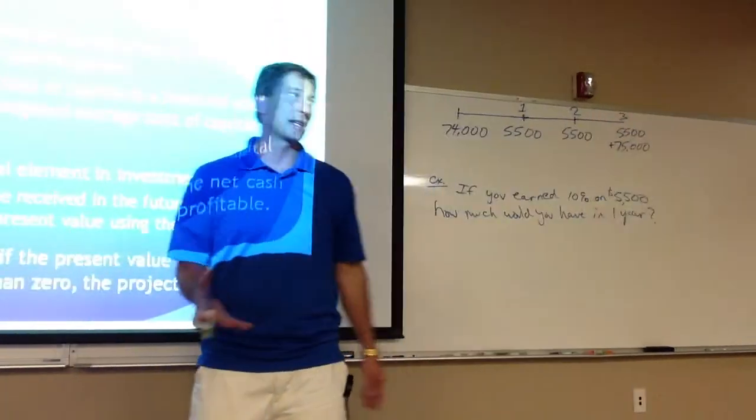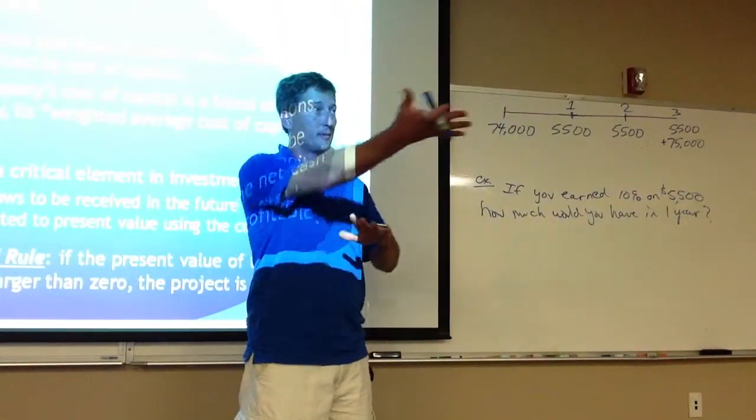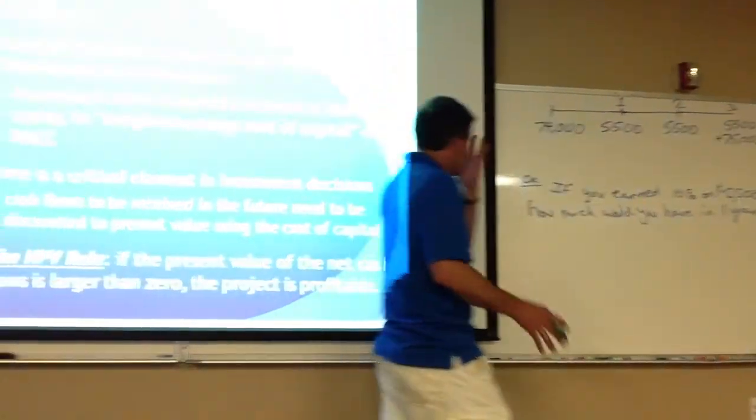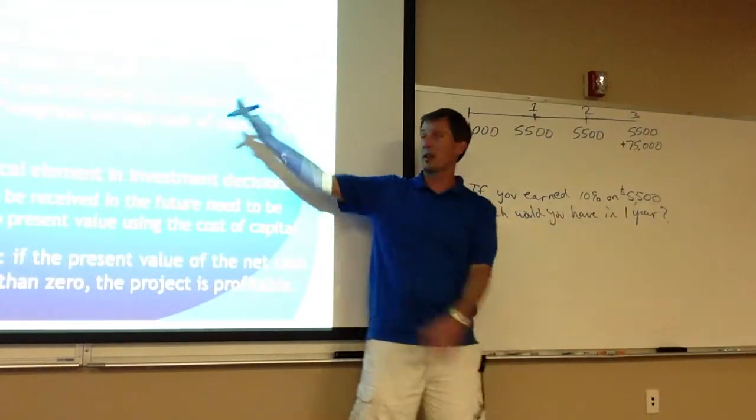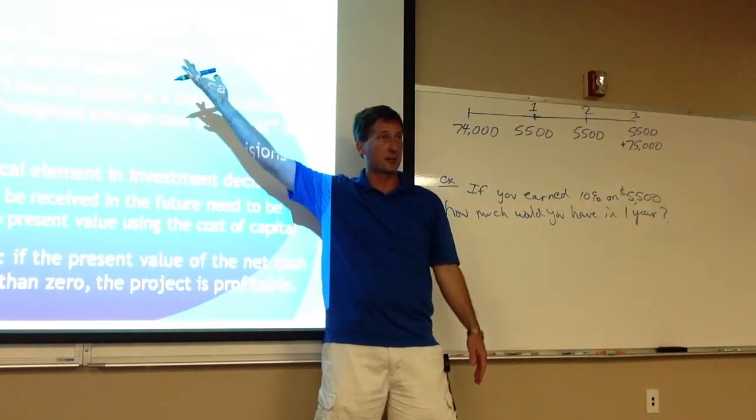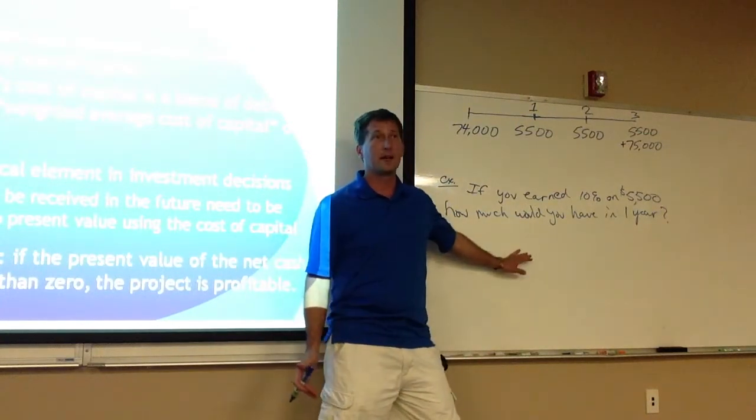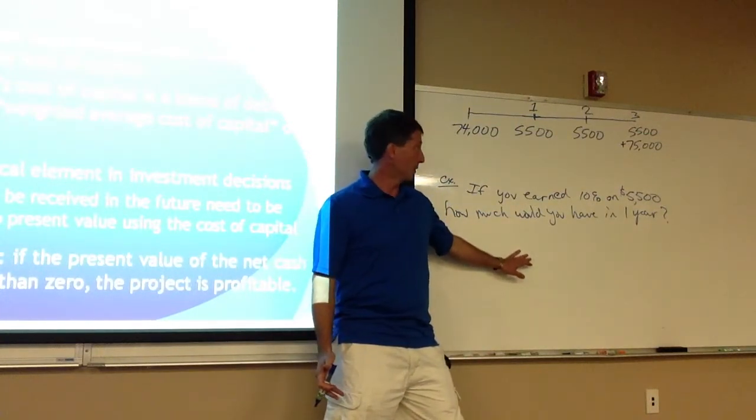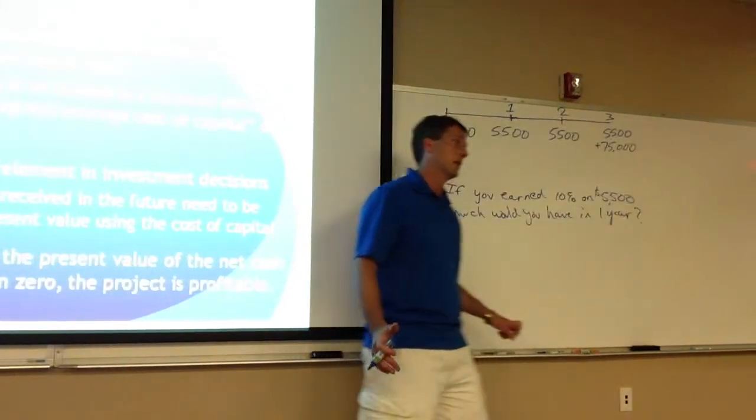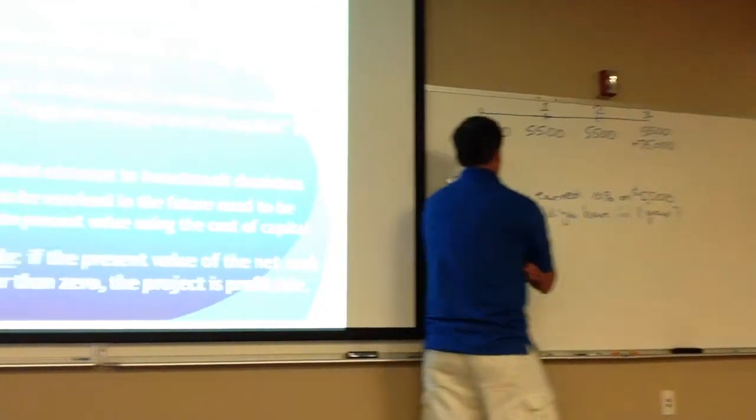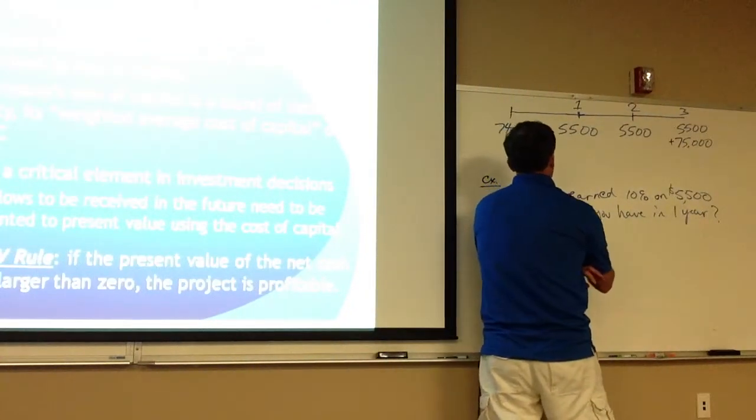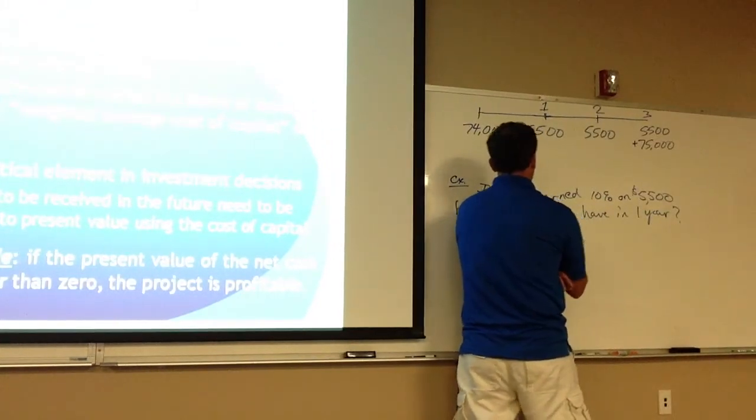You put in $5,500, you earn maybe from a bank, or somebody's paying you 10%. Maybe it was somebody with other opportunities. It was that 15% opportunity cost guy. You gave it to him, he gave you 10%. How much do you got? 61. How'd you get it? 10% times 500, and your original principal. Okay, hold on. 10% times 5,500.